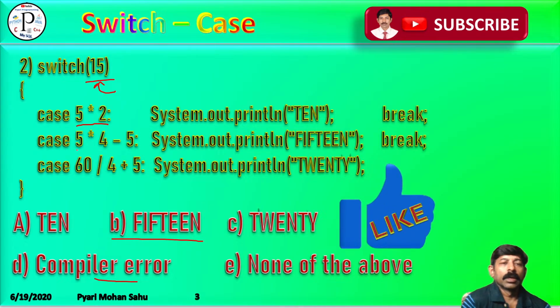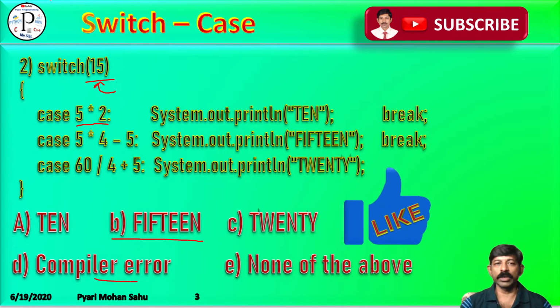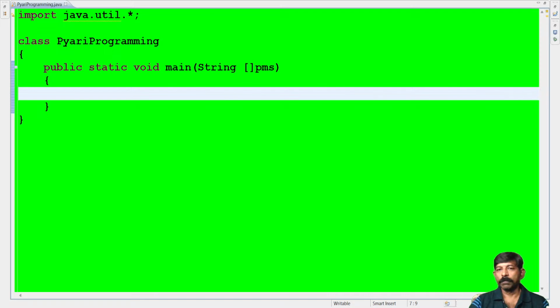Everyone answered B. That means we can give a constant and we can use an expression as a constant, because the expression result is in the form of a constant. So that's why we can have a constant also. Everyone's answer is B. Good. Then I am taking you to the Java screen to show this one. So I'm saying switch.